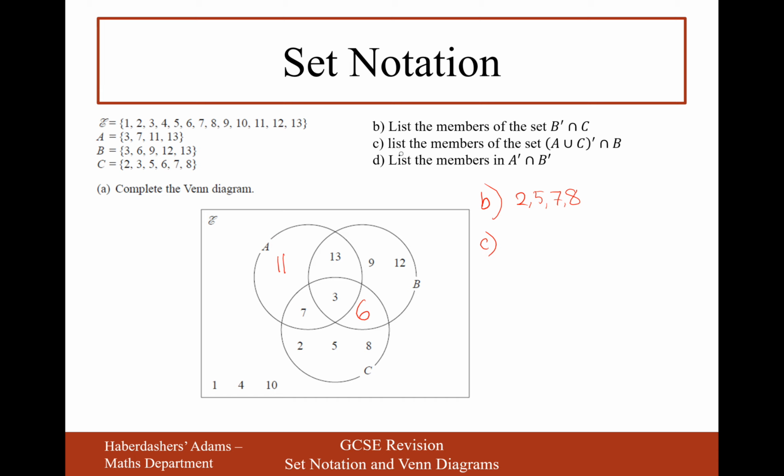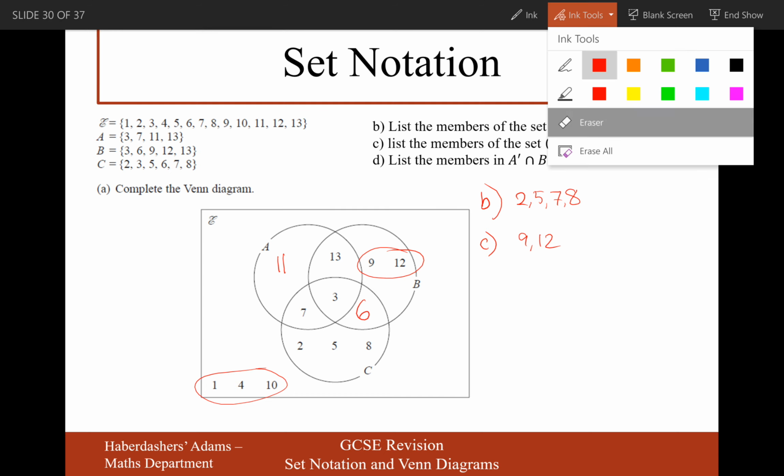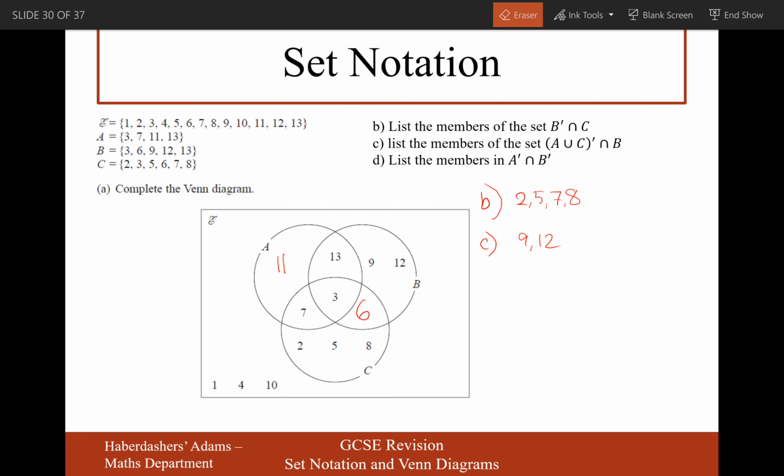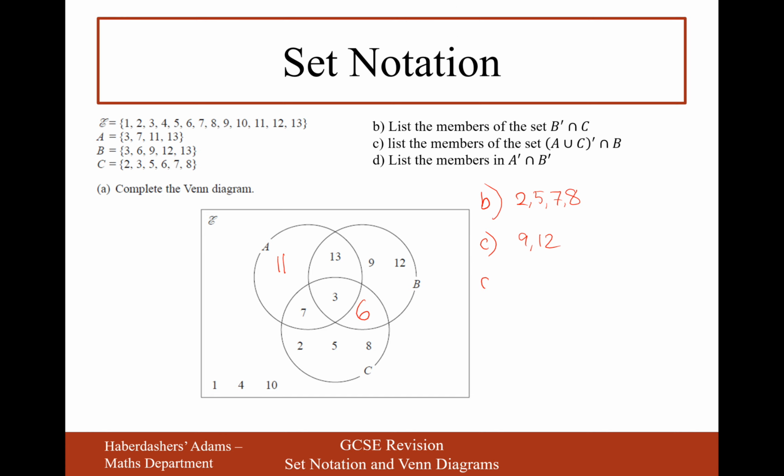Moving on to the next one. List the members of the set A or C not, so anything in A or C not those, so it'd just be these elements here, and in B, so that would be 9 and 12. So that's A or C not those, so anything that's in A or C you can now cross those out, and it must be in B, so it's 9 and 12.